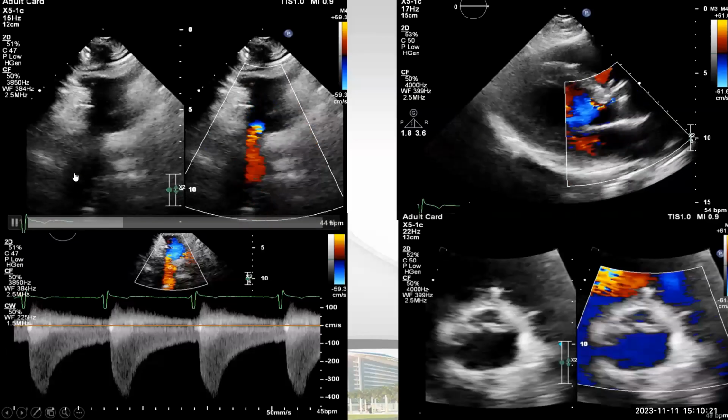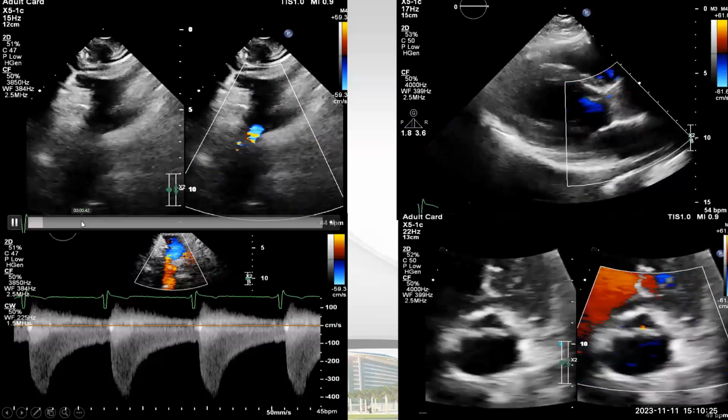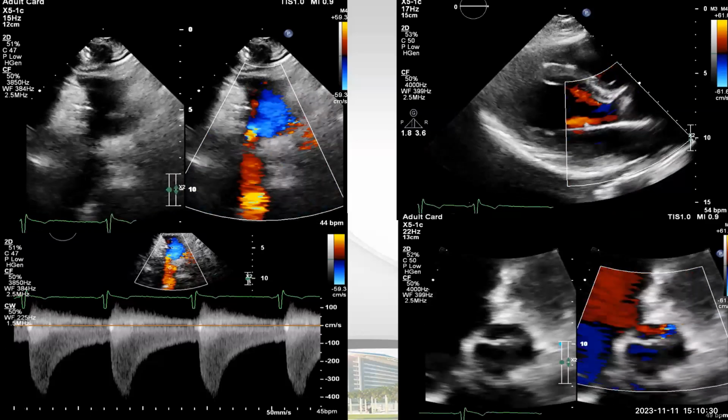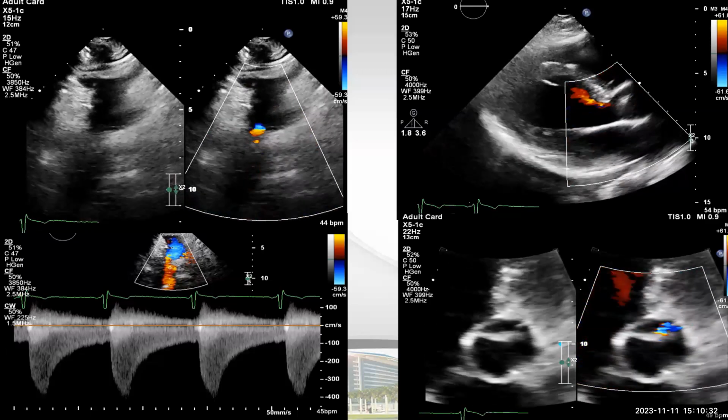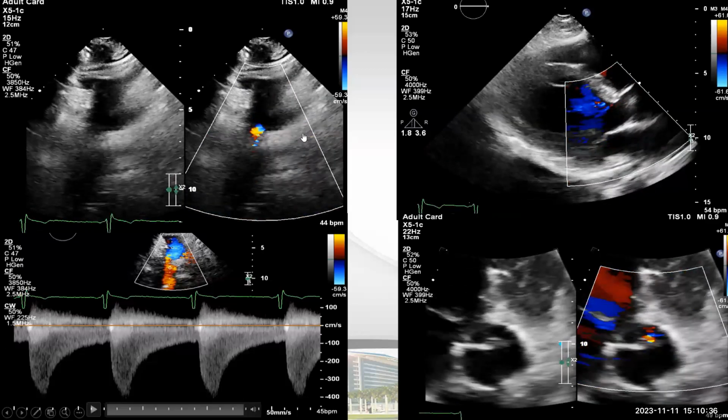Okay, this is suprasternal view. I think I gave you one example before in this exam, but this is very typical flow. So what's this? What do you call this? This is coarctation, that's right. But why did we say coarctation?